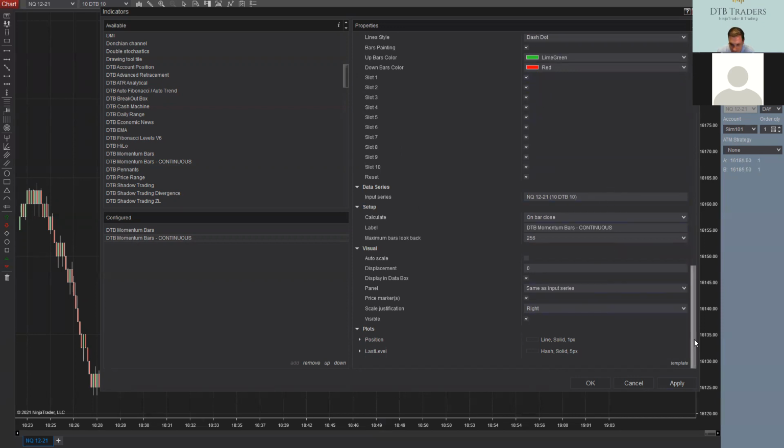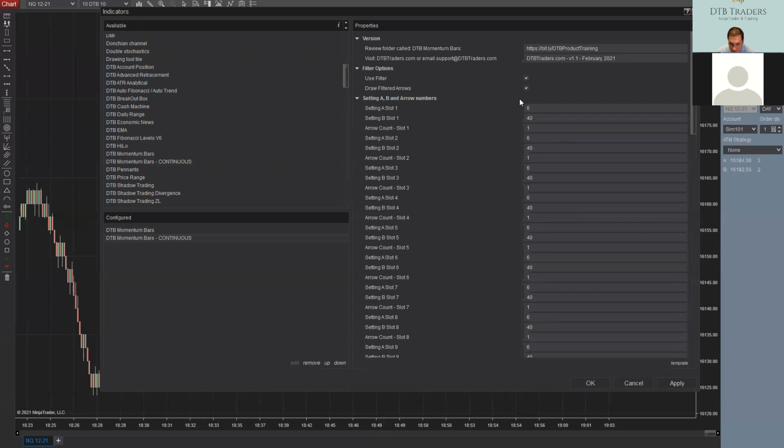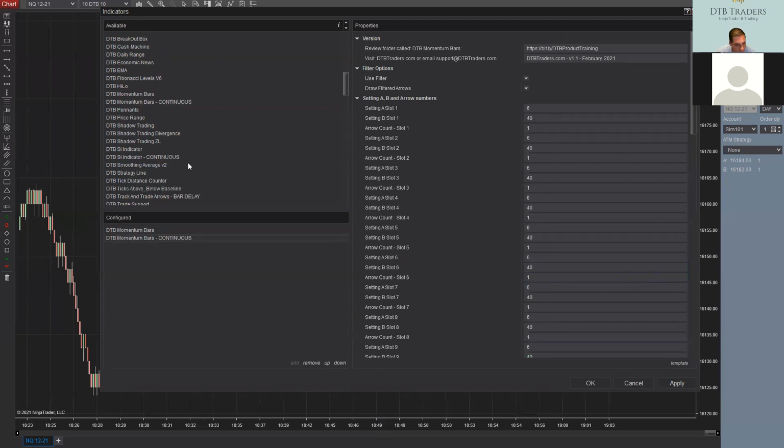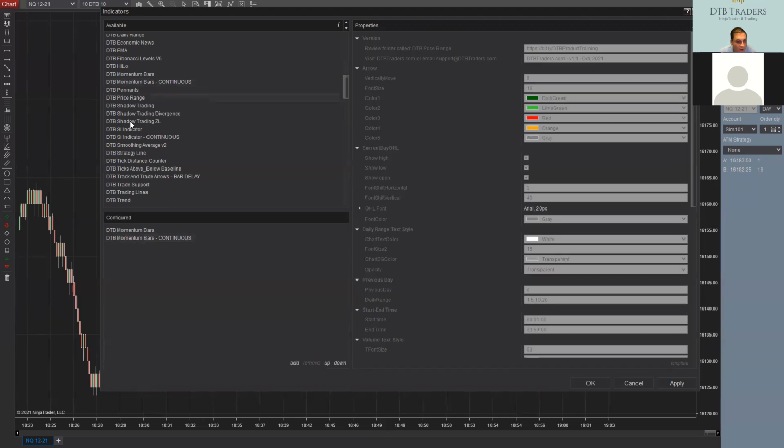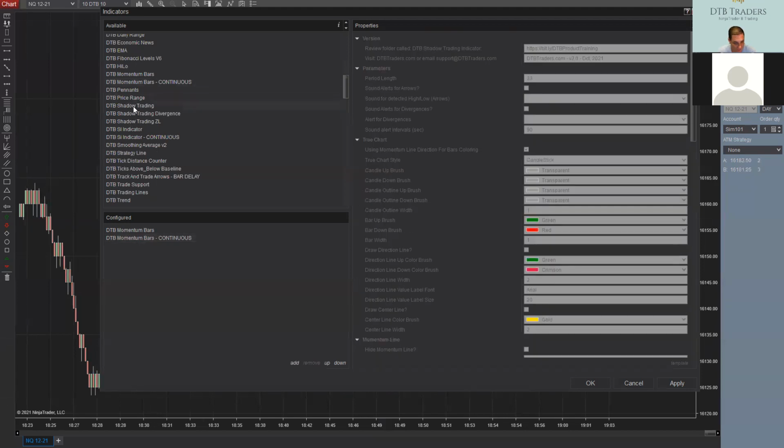That's over and above the trading hours. You can select specific slots of the day and then have trading hours within those slots. So that's momentum bars. We have a few different variants of the shadow trading indicator.